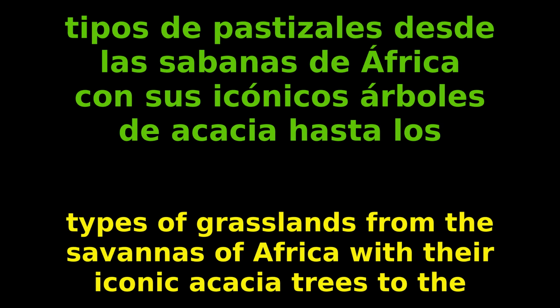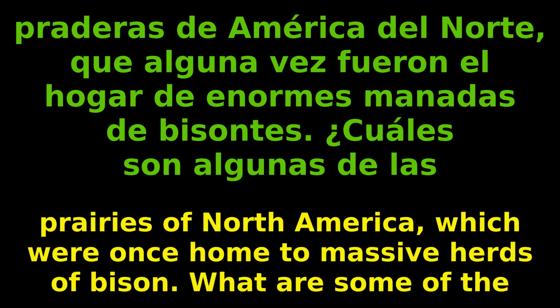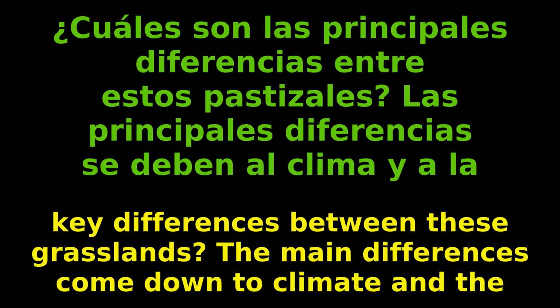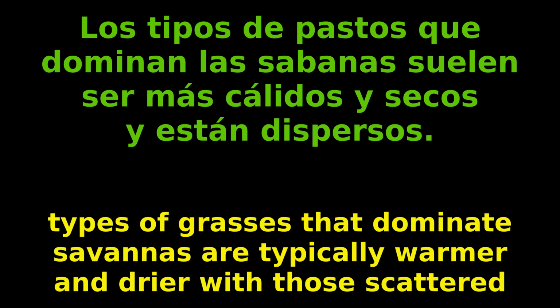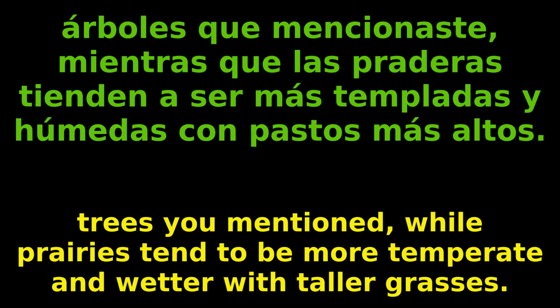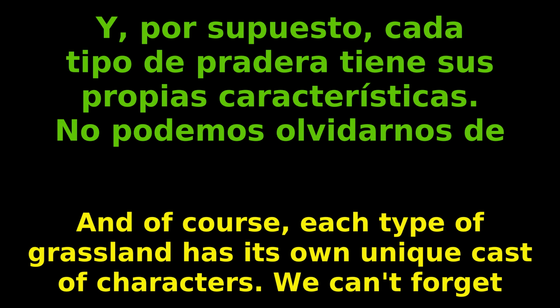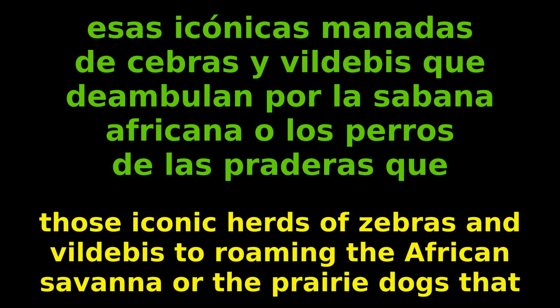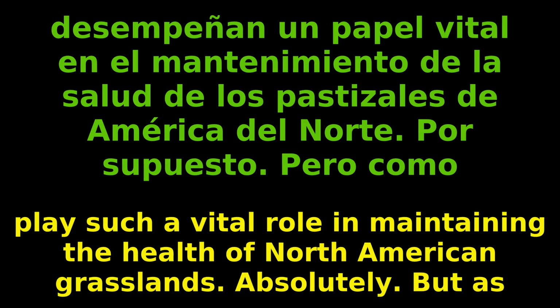Our source talks about different types of grasslands, from the savannas of Africa with their iconic acacia trees to the prairies of North America, which were once home to massive herds of bison. What are some of the key differences between these grasslands? The main differences come down to climate, and the types of grasses that dominate. Savannas are typically warmer and drier with those scattered trees you mentioned, while prairies tend to be more temperate and wetter with taller grasses. And of course, each type of grassland has its own unique cast of characters. We can't forget those iconic herds of zebras and wildebeest roaming the African savanna, or the prairie dogs that play such a vital role in maintaining the health of North American grasslands.